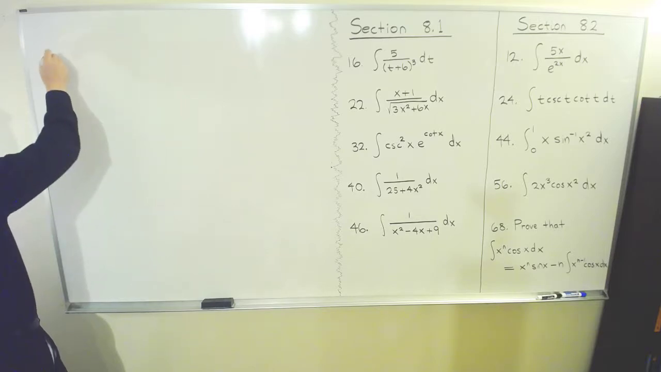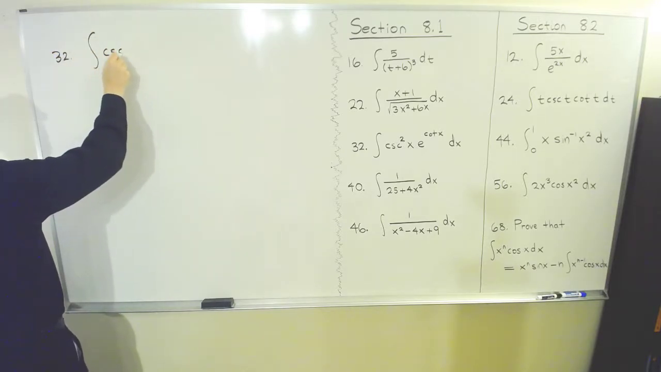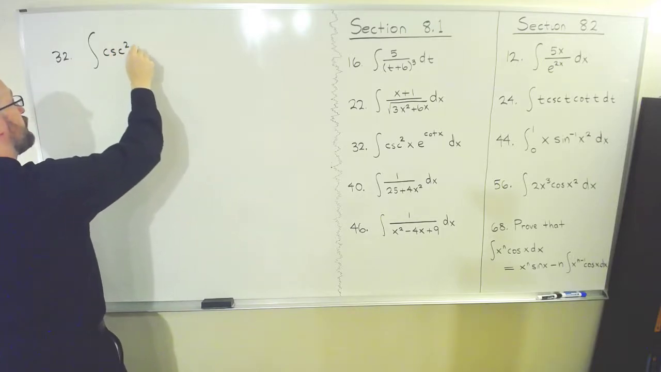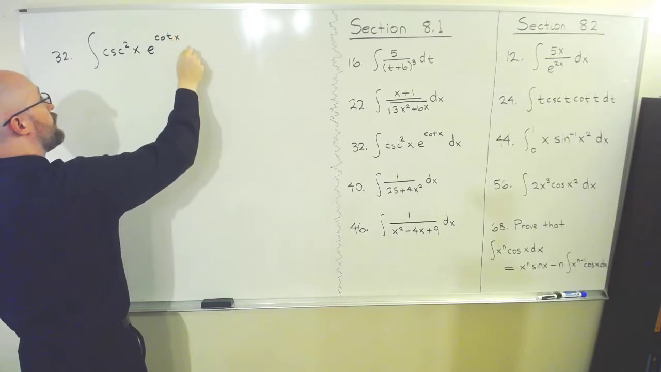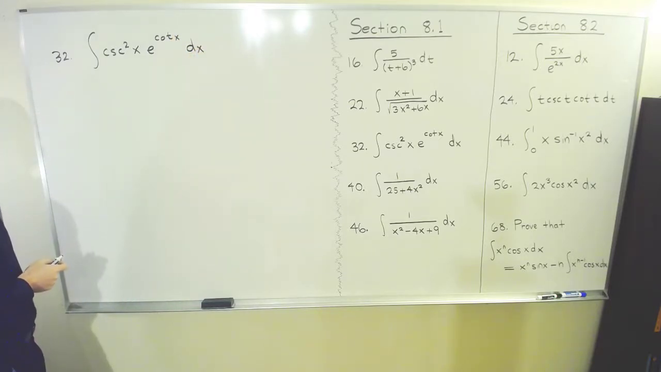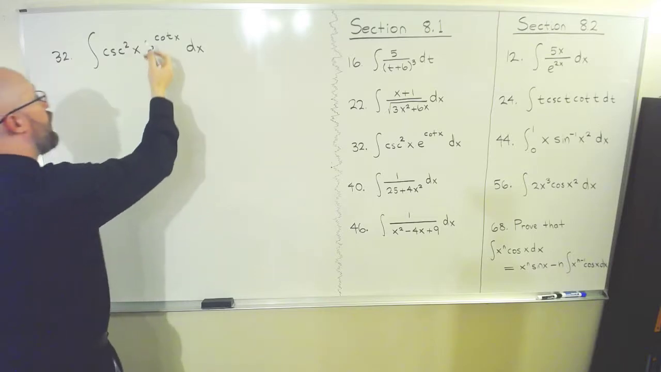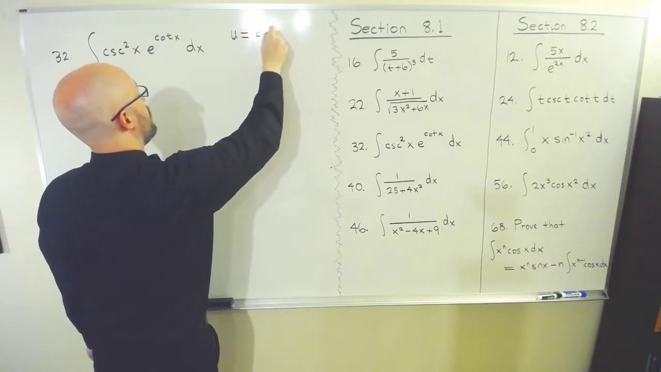So this is number 32. Now this one looks awful at first glance. Cosecant squared x, e raised to the cotangent x dx. Now, in this case, you have to choose. The only reasonable choice is going to be u equals cotangent x.